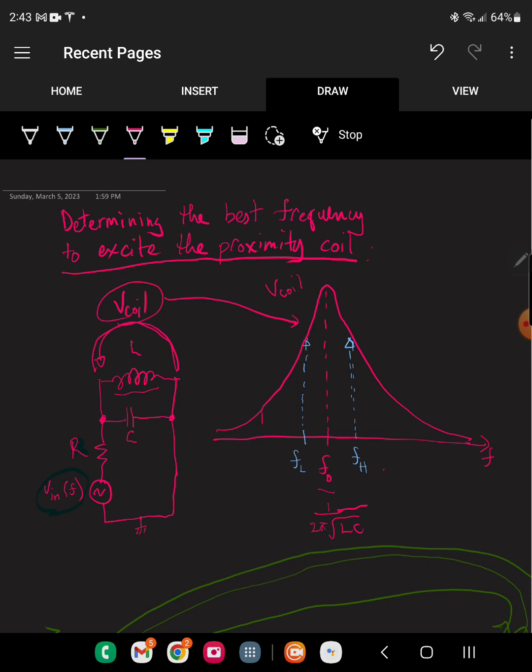As I swept the frequency, the behavior of the voltage across the coil, this is the voltage across the coil, goes up and then it peaks at this self-resonant frequency of the coil and the cap. And then as I increase the frequency, the voltage drops and so on and so on.